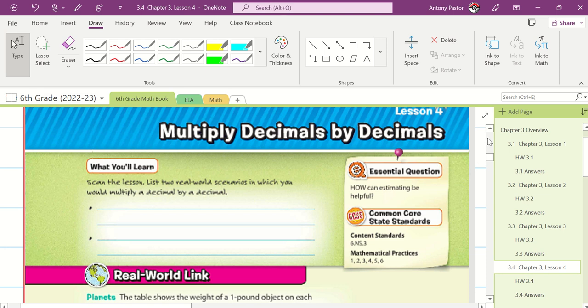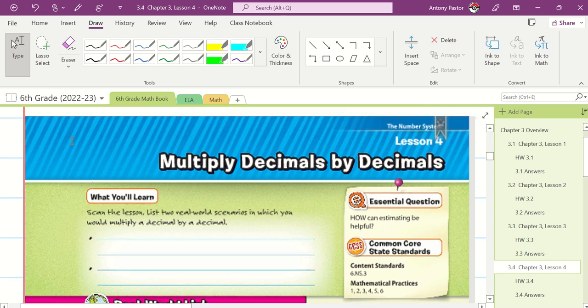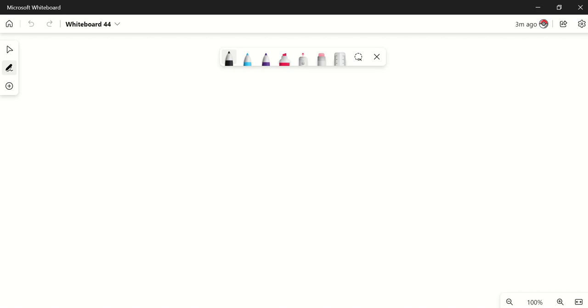Welcome to Math with Mr. P. Today we are going to be doing 6th grade math, chapter 3, lesson 4, and we are multiplying decimals by decimals. Last time we multiplied whole numbers by decimals, and today we're going to be multiplying decimals by decimals.